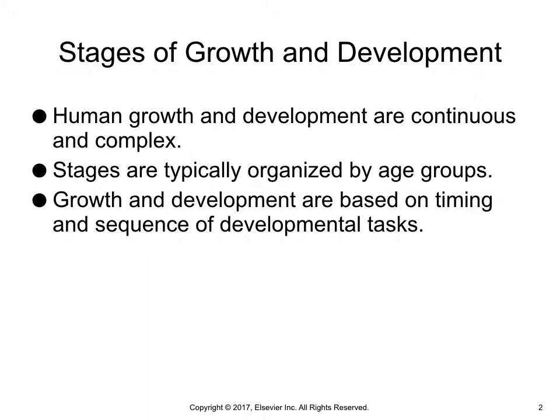Stages of growth and development. Human growth and development are continuous and complex. Stages are typically organized by age groups. When we look at this specific stage, conception through adolescence, we focus on how physical, psychosocial, and cognitive changes affect the health and wellness of this group. Although chronological division is arbitrary, it is based on the timing and sequence of developmental tasks that the child must accomplish to progress to another stage.